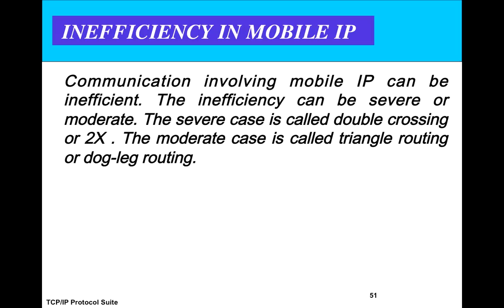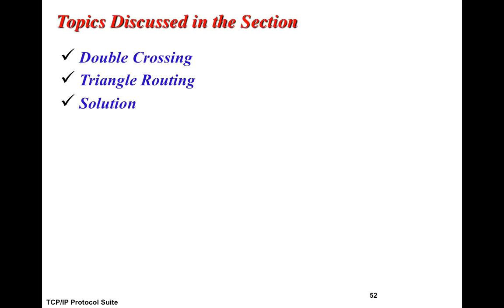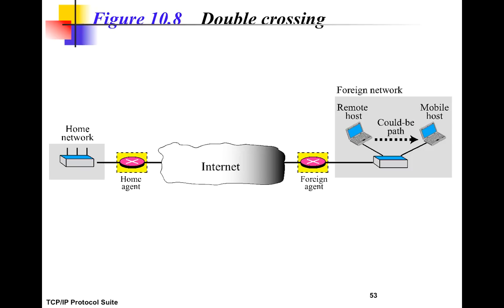Now we are looking at the problems that we face in the basic mobile IP protocol. Okay, what are the problems? We have double crossing and we have triangular routing. Okay, what is double crossing? Let us say that our mobile has moved to a foreign network which is the same network as the remote host.